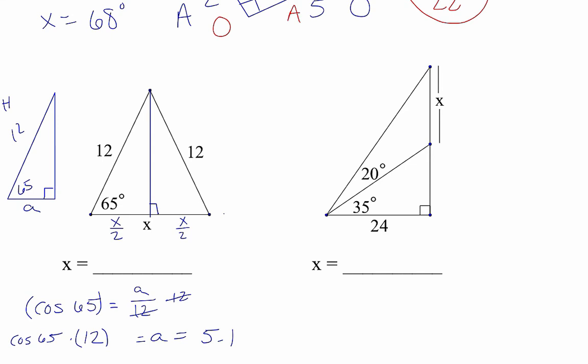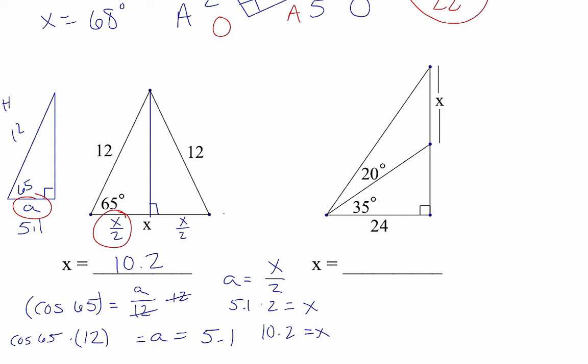Now I got to be careful. This is not the answer to my question. 5.1 is A, but A is equal to x divided by 2. That's where I have my relationship here. Those are the same length. So if A is 5.1, multiplied by 2 would equal x, that means that length of x is 10.2.